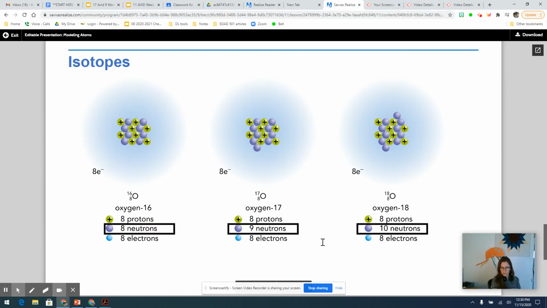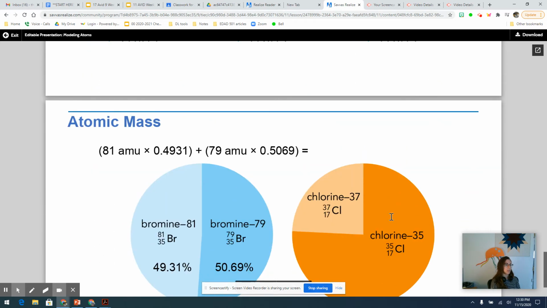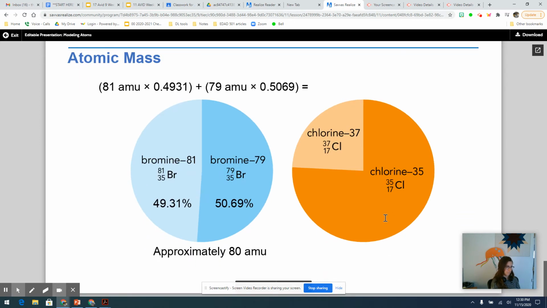Now you might be asking yourself, well, if the number of neutrons changes, does that change the mass of the atom? And yes, it does. So you will notice here we have oxygen 16, 17, and 18. That is the mass of each of those oxygens. So when we calculate atomic mass, we need to take into consideration the different masses of the different types of that element. So for example, if we're looking at bromine, we have bromine 81 and we have bromine 79.